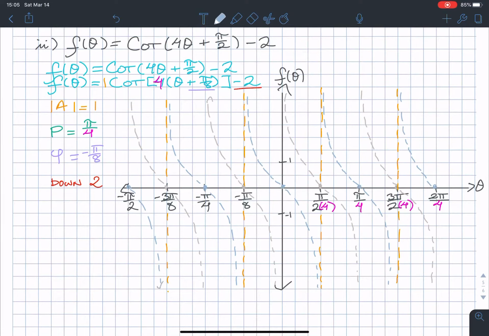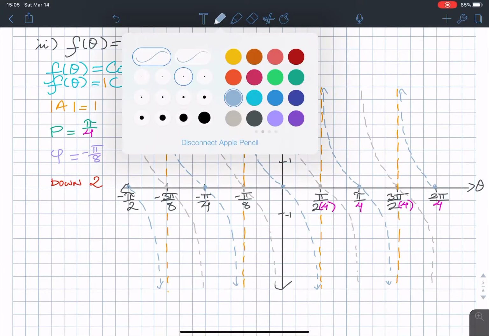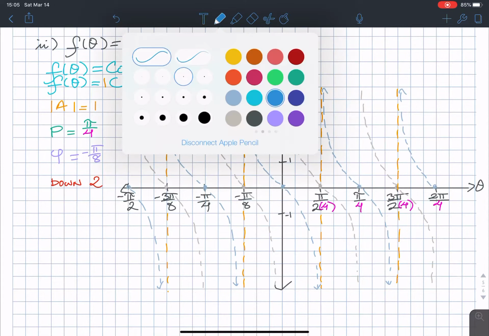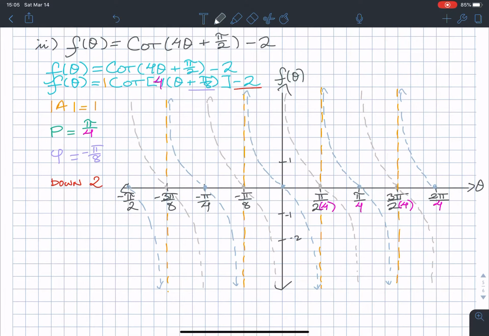Okay, so that's 1 shade darker for the second movement. And now the final translation is going to be down 2 units. So I'm going to take each of these points and go down 2 units. So let me mark that here. So this y-intercept is now down here at -2. This y-intercept is down at -2. And all of my y-intercepts are down at -2. But otherwise, the graph still looks pretty much the same.